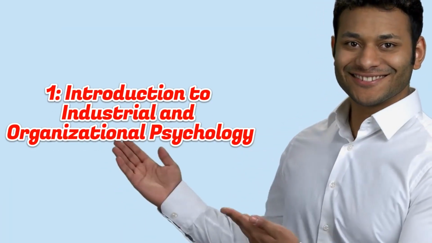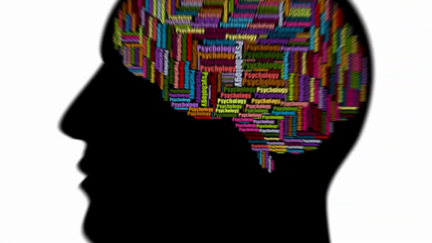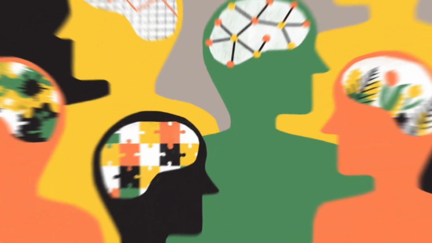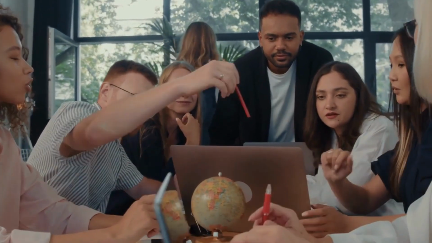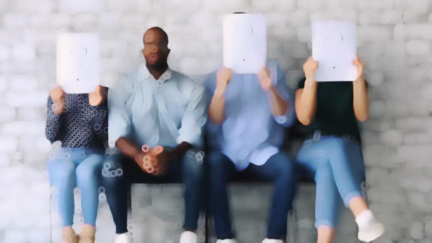The nature and scope of industrial and organizational psychology. Understanding workplace behavior. Section 1. Introduction to industrial and organizational psychology. Let's begin by understanding the fundamental nature of industrial and organizational psychology. It is an interdisciplinary field that applies psychological principles and theories to the workplace. Industrial and organizational psychologists study various aspects of work behavior, such as employee selection, motivation, job satisfaction, leadership, organizational culture, and work-life balance.